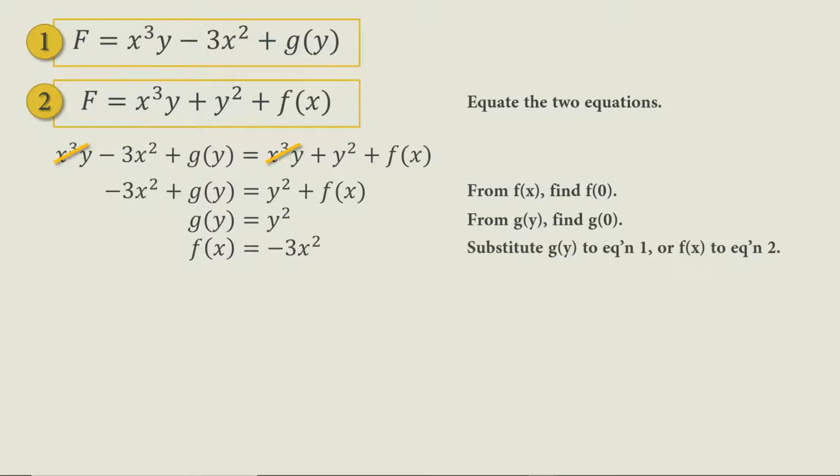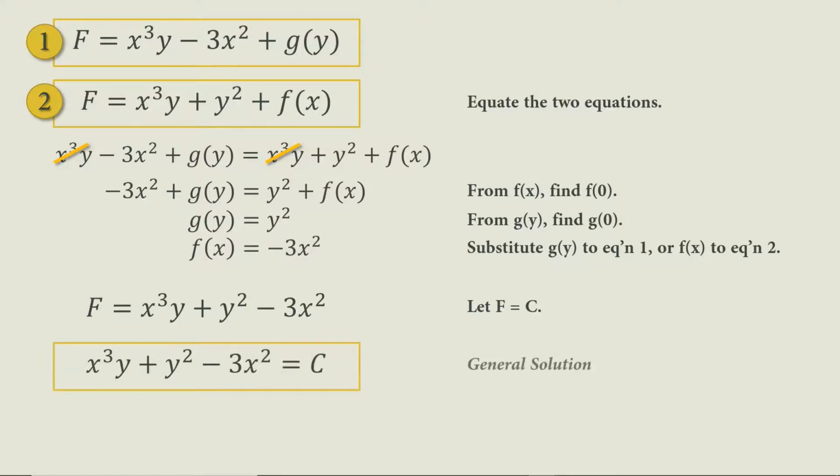And then, substitute g of y to equation 1 or f of x to equation 2. I am going to use equation 2. So, f is equal to x cubed y plus y squared minus 3x squared, since our f of x is equal to negative 3x squared. And it's up to you kung gusto nyong gamitin yung g of y natin, the same result will appear. And then, we let f equal to c. So, our general solution will be x cubed y plus y squared minus 3x squared is equal to c.